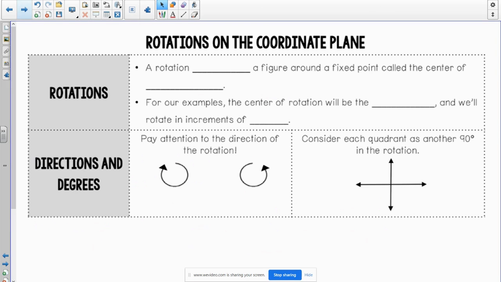So we'll get started with some vocabulary here. Our first vocabulary word is rotation. A rotation, again, is a turn, just like your tires. They turn. So they turn a figure around a fixed point, which means a point that does not move, which is called the center of rotation.